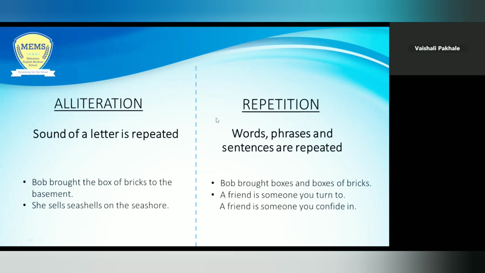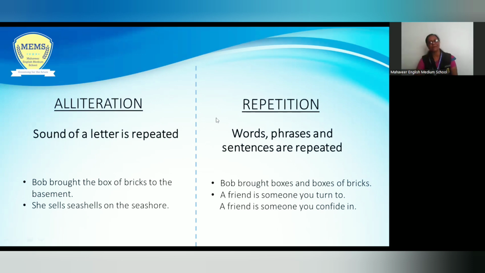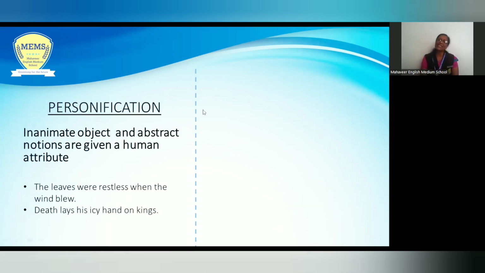A friend is someone you turn to. A friend is someone you confide in. It's obvious. The words "a friend is someone" are repeated. So it's a word as well as a phrase. When they are repeated in the sentence, it is termed as repetition.